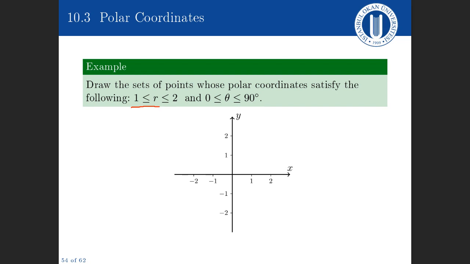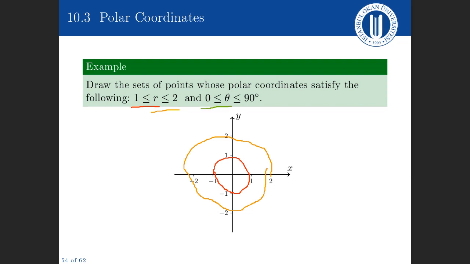First, R equal to 1. What's that? That's a circle of radius 1. Next, we have R equal to 2. That's a circle of radius 2. I'm trying to draw this with my mouse, but I'm not doing well. We know that R must be between 1 and 2, so we must be between these two circles.